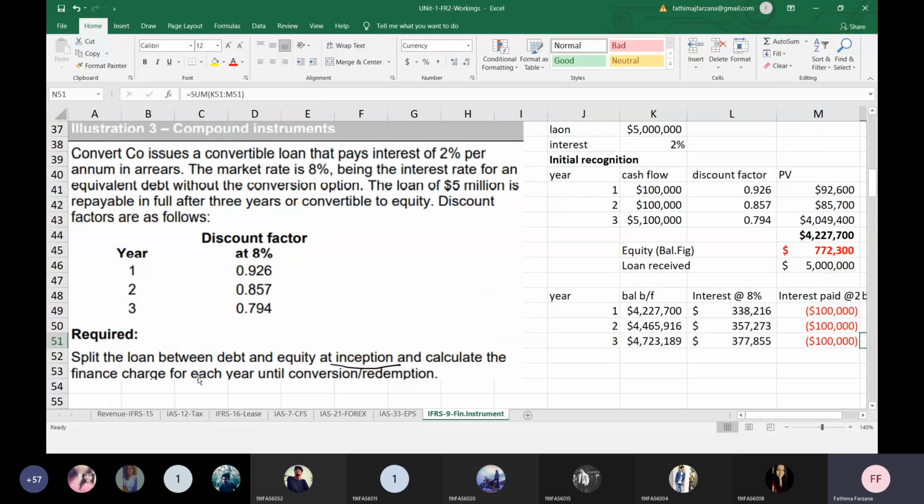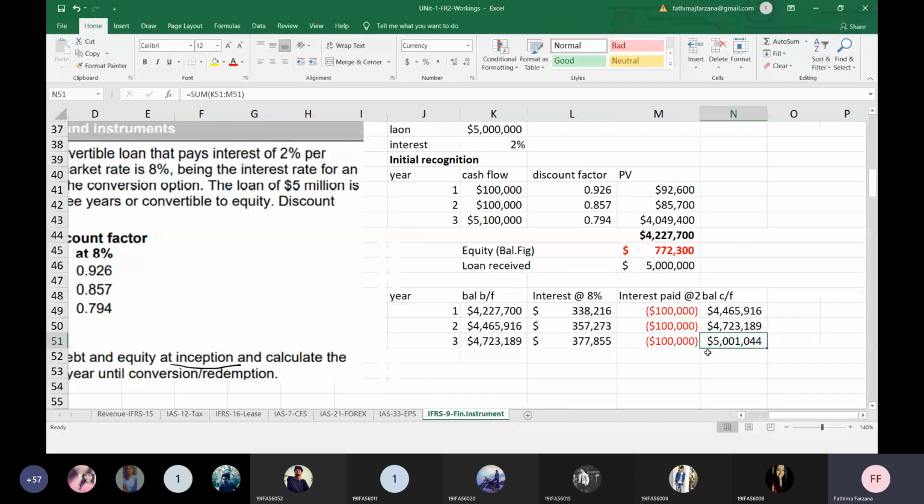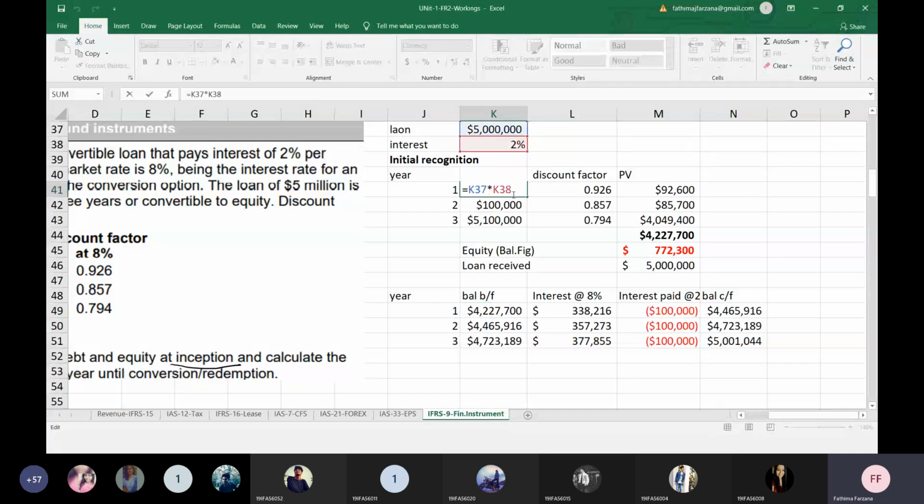That is, calculate the finance charge for each year until conversion or redemption. We are converting after the end of 3 years, so till the end of 3 years, you will be paying interest. So $300,000 you are paying as interest. And if you take, for example, I'll show how it will work here. Instead of all this, if I remove 3 zeros everywhere, the entire problem will change. See, I'll just show you here. Everywhere I have to change. Okay, let me change here and see.